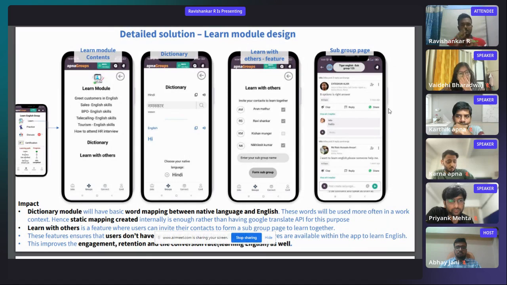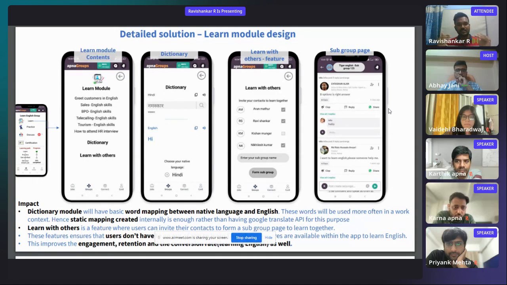The next one under the learn module is the dictionary. What I'm proposing here is not to integrate the Google Translate API in the app. That'll be costly, and there are some limitations in it. But what we can do is static mapping. For these jobs, what are the different words that they should be aware of, and what is the translation of that in the native language? We can create this static map and append it as a separate feature in our learn module.